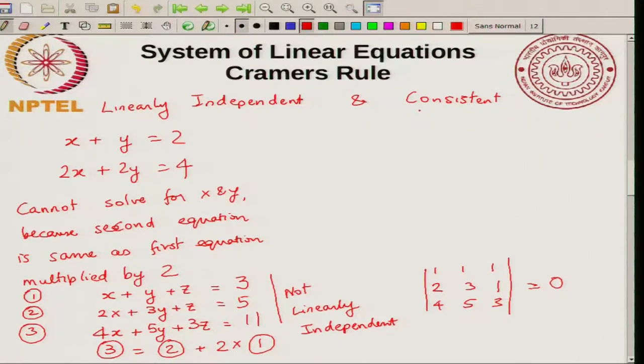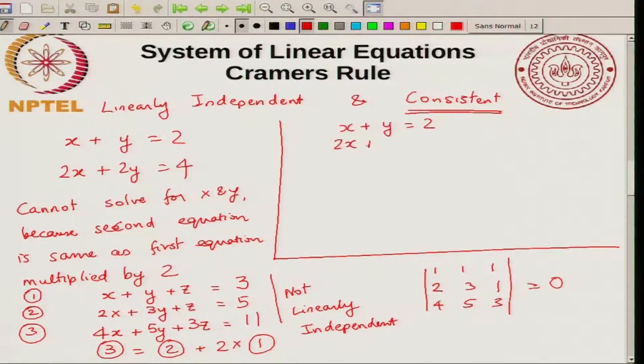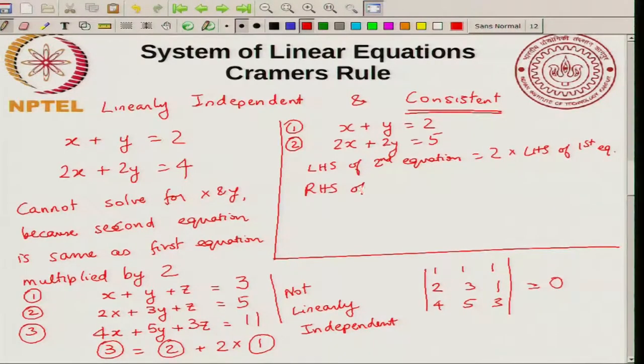Okay. Now, what about the idea of consistency? Suppose you have the equations x plus y equal to 2, 2x plus 2y equal to 5. There are two equations, but you notice that the left hand side of the second equation is twice the left hand side of the first equation, but the right hand side of the second equation is not twice the right hand side of the first equation. In this case, the equations are said to be inconsistent.